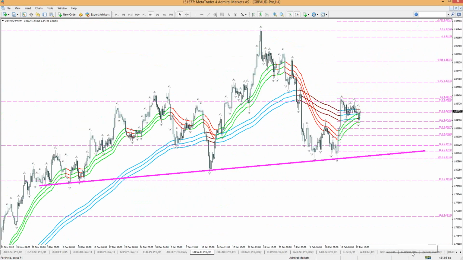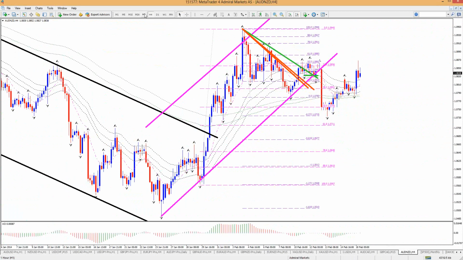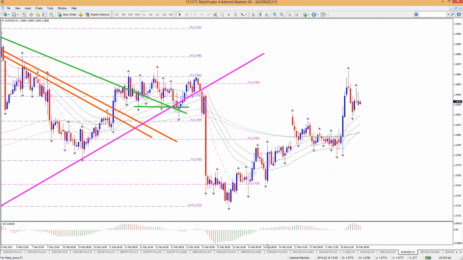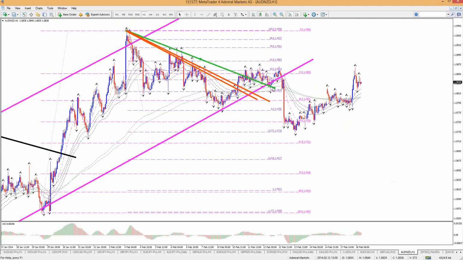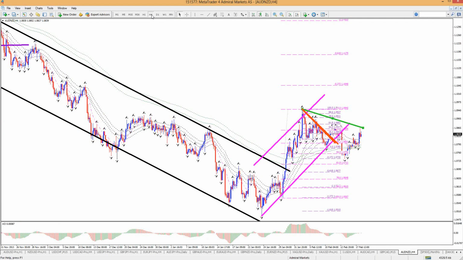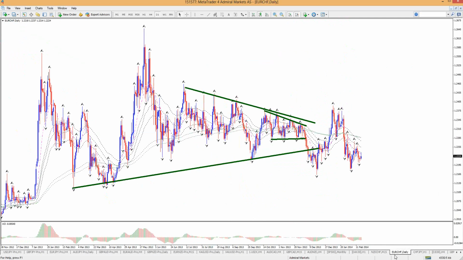All right, let's see. How about maybe the Aussie New Zealand? Aussie New Zealand 1 hour looks pretty choppy. No, not really a range though. How about the Euro Swissy? That could be a range. Yeah, that looks more rangy to me.